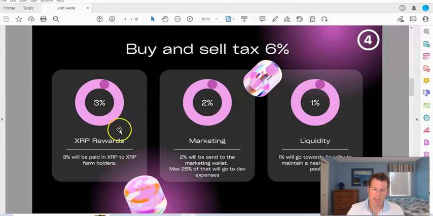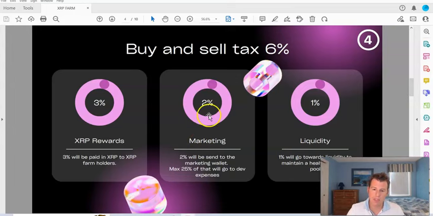So how does the 3% come about? Well, the 6% buy and sell tax, as mentioned, and how that's split up. 3% of the 6% goes to the XRP rewards. That's what you get for holding your coin, your XRP. 2% of the 6% goes to marketing. And of that 2%, max 25% will go to development expenses.